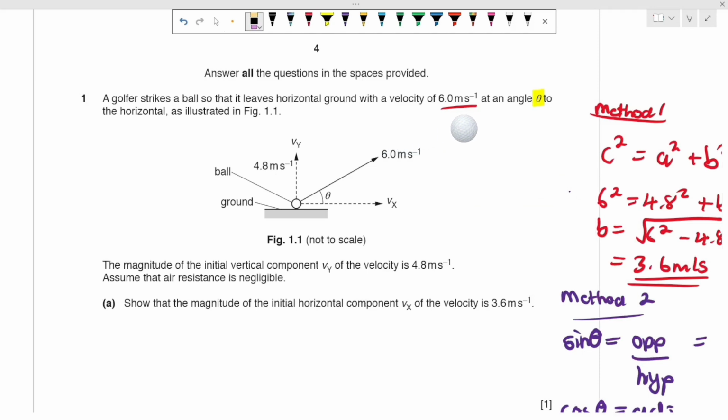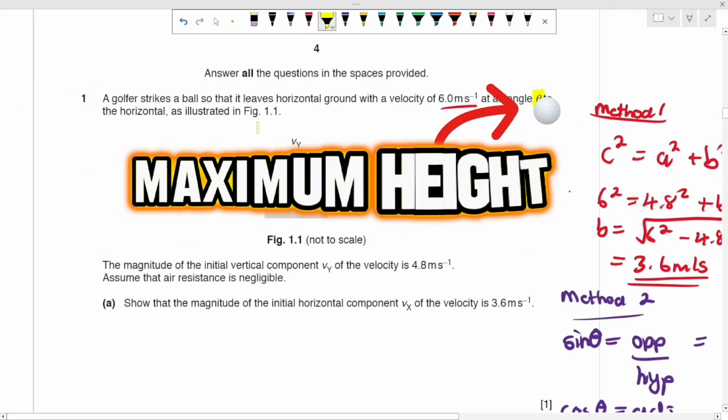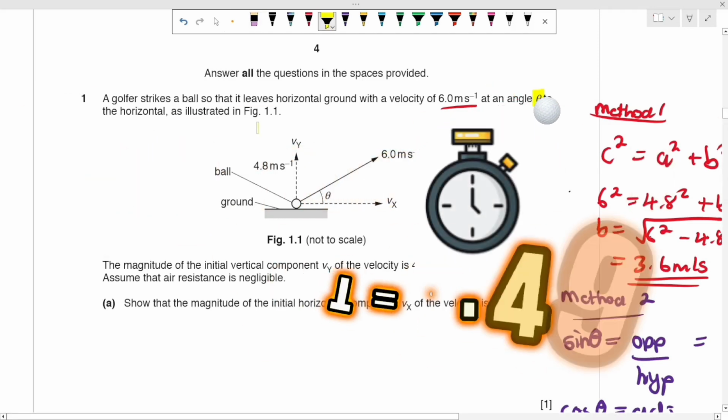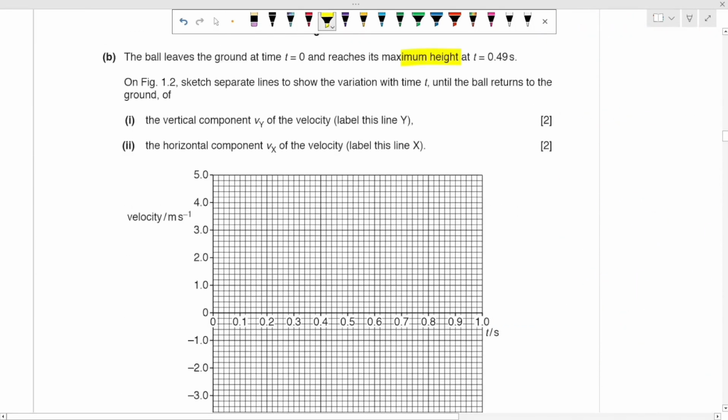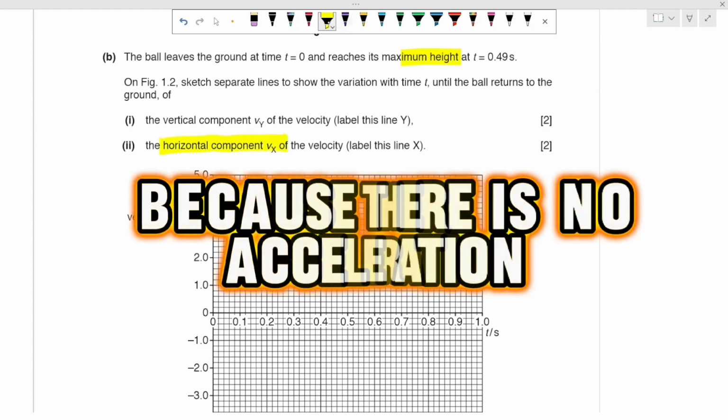It's going to travel, and then it's going to reach a maximum height, right? Then after it reaches the maximum height, the time is actually 0.49 seconds. So we just want to sketch, right? The easiest one that you can always start with on these sketch questions is usually the horizontal component. It rarely changes, it just remains constant, right?